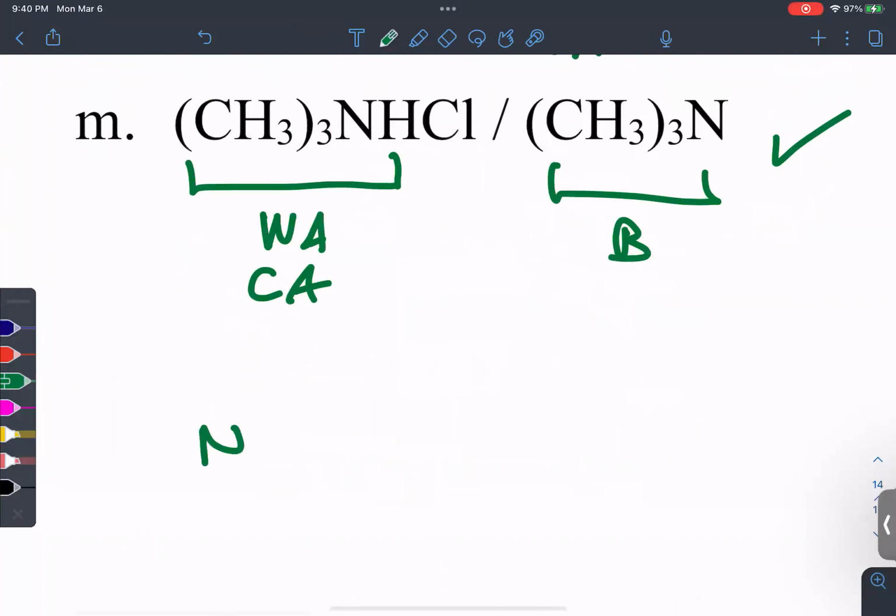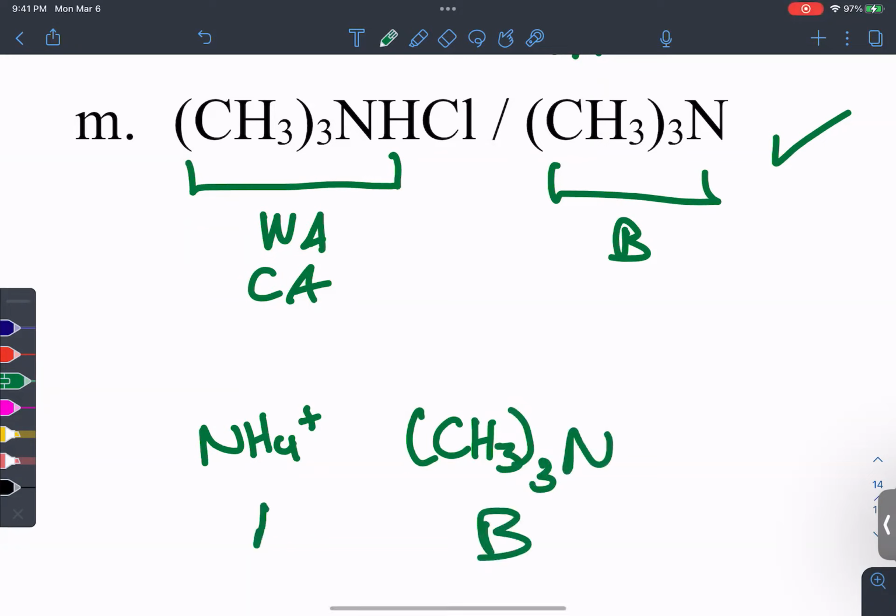What if I had NH4+ and (CH3)3N? That's a base and that's an acid. Is that a buffer? It's a weak acid and a weak base, but they're not part of the same buffer system. They don't share the same pKa or the same Ka. So this would not be a buffer. They're not part of the same thing. Okay, great.